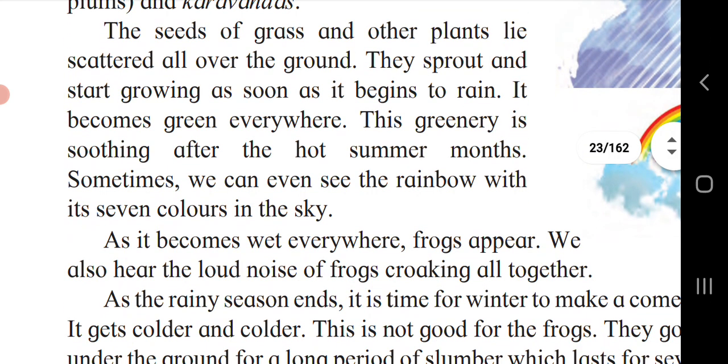The seeds of grass and other plants lie scattered all over the ground. They sprout and start growing as soon as it begins to rain. It becomes green everywhere. This greenery is soothing after the hot summer months. Sometimes we can even see the rainbow with its 7 colors in the sky. Yes, in the rainy season, sometimes the sun is seen in that period, sometimes it is hot, sometimes it is cold. In that humid temperature, we see the rainbow.